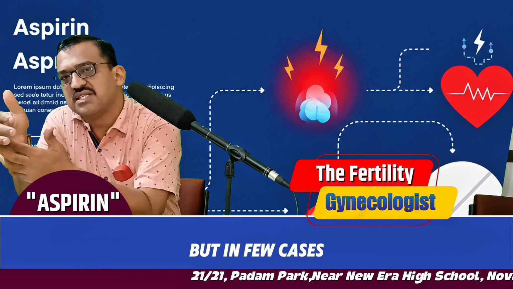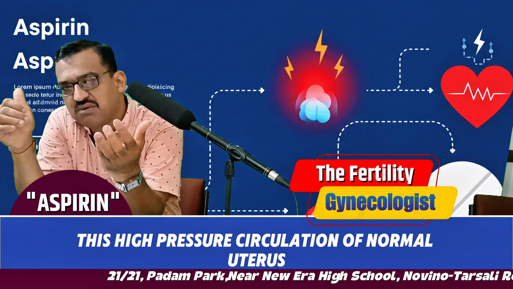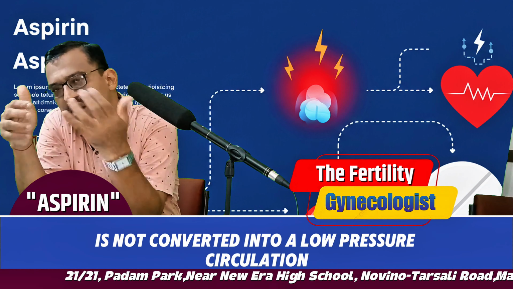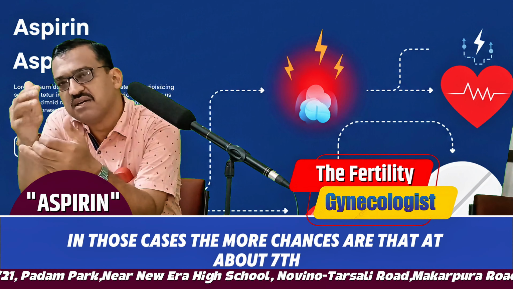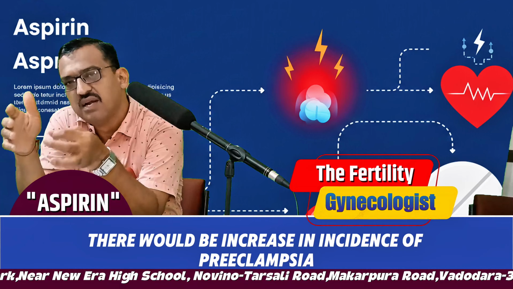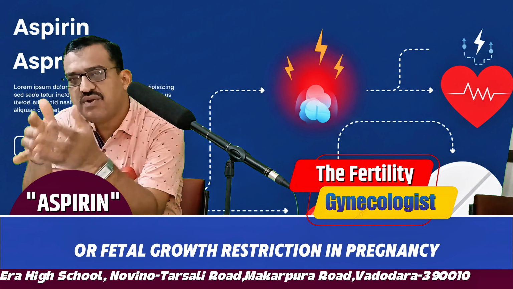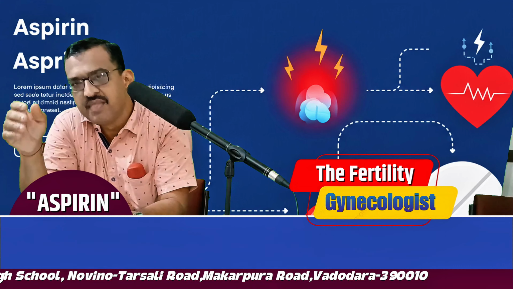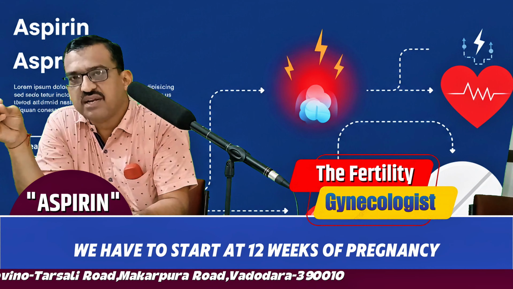But in a few cases in which a defective placentation is there, that means this high pressure circulation of the normal uterus is not converted into a low pressure circulation, in those cases the chances are that at about the 7th, 8th, 9th month, there would be an increase in the incidence of preeclampsia, rise in blood pressure, or fetal growth restriction in pregnancy. That is why in those cases we have to start at 12 weeks of pregnancy.